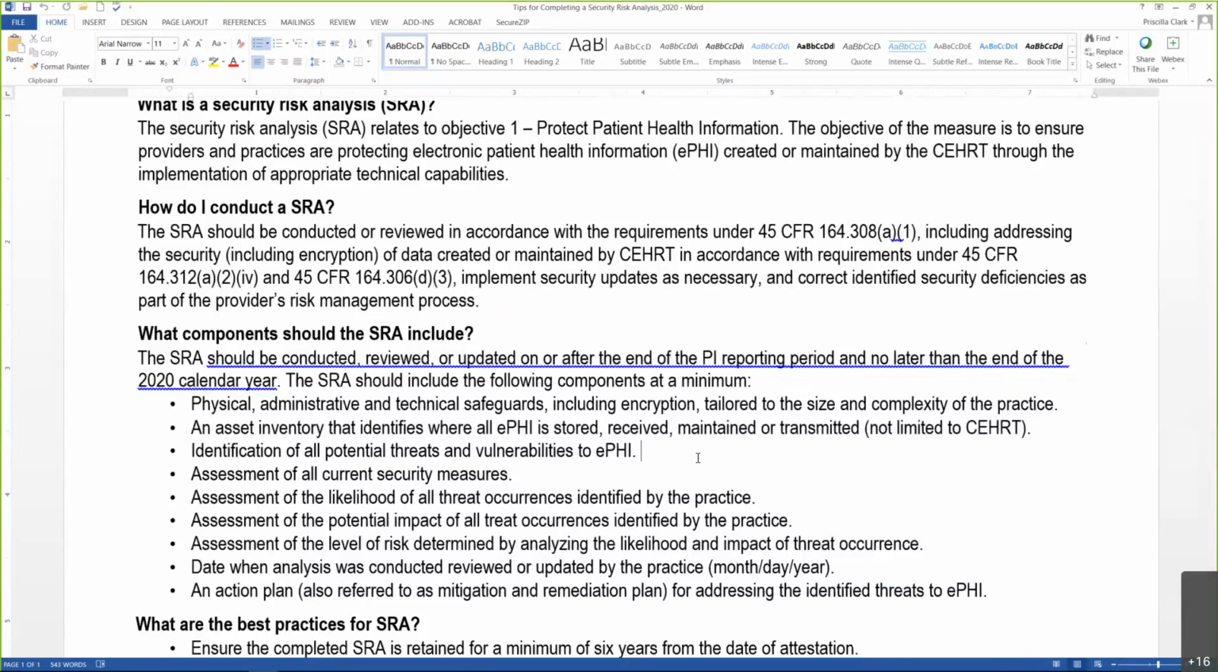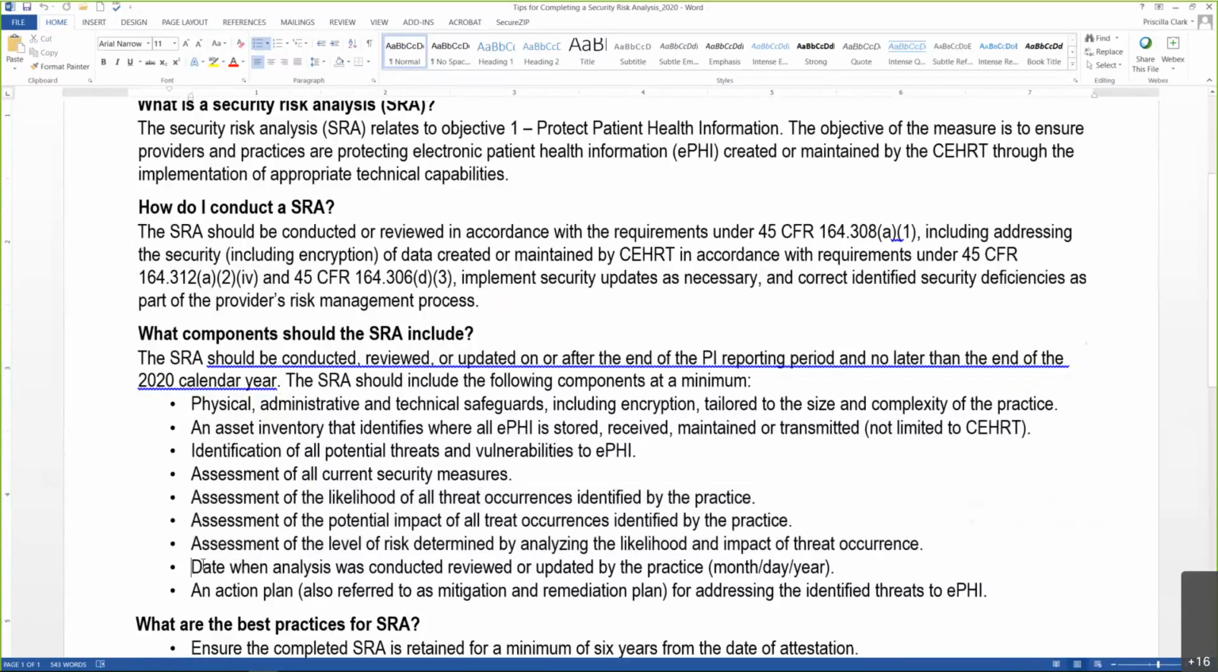The SRA needs to do an assessment of all current security measures at the practice, an assessment of the likelihood, the potential impact, and the overall risk. So as you're doing those three things and putting them on a scale, low, medium, high, or between 1 and 5, you need to make sure you're doing that for the likelihood of the threat happening, the potential impact of that threat if it occurred, and then the overall level of risk.